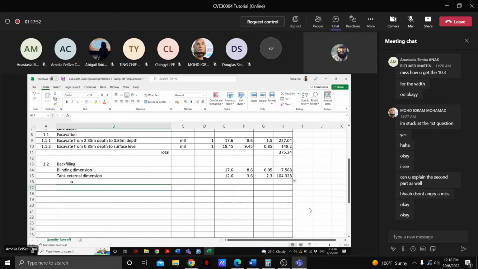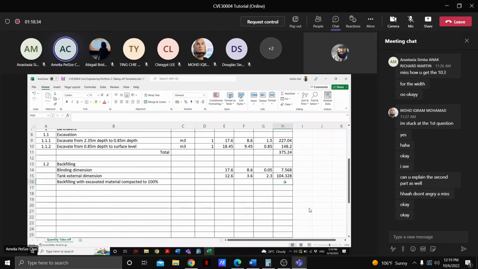Okay, so you know your backfilling equals to backfilling with excavated material, compacted to 100%. From the question there, right? They say backfilling with the excavated material and compacted to 100%.